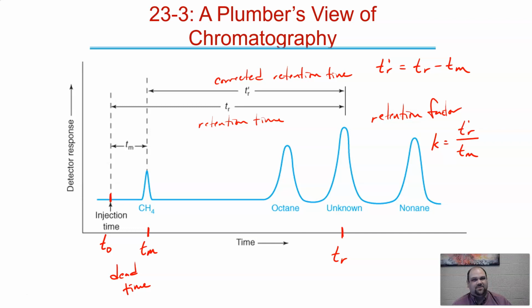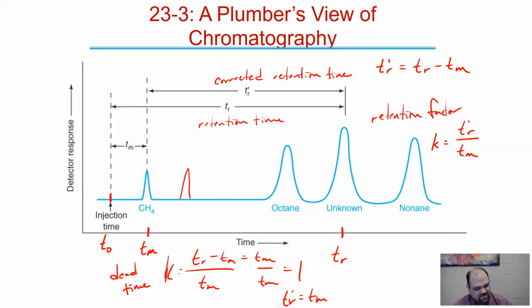If k is equal to 1, that means that Tr minus Tm must equal Tm. And so if k is 1, then Tr prime is equal to Tm. So that would put our peak somewhere in here, right, for k of 1.